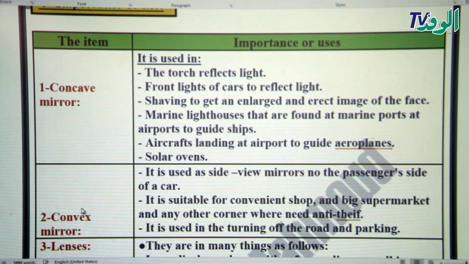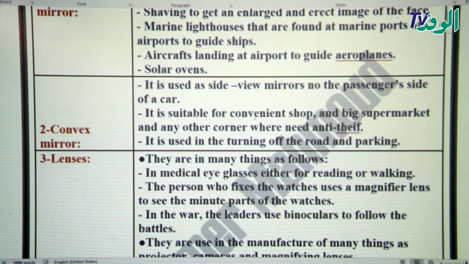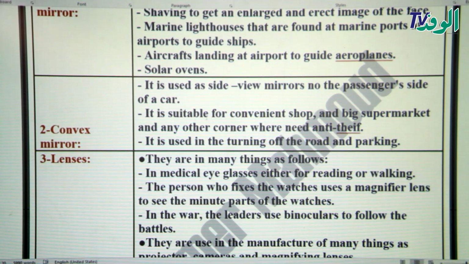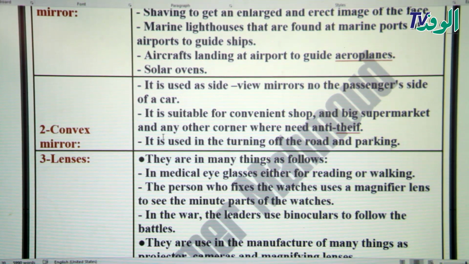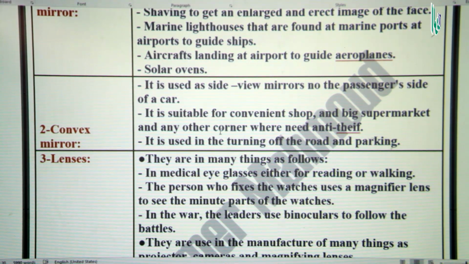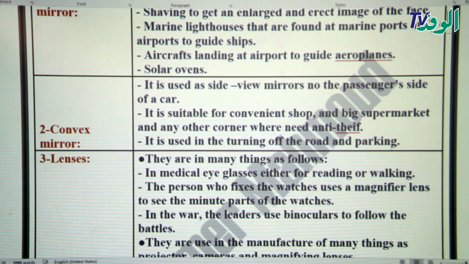Another item talks about the convex mirror. What are the uses of the convex mirror? It is used as a side view mirror on the passenger side of a car. It's also suitable for convenience shops, big stores, big supermarkets and any other corners where they need anti-theft protection. It is used also in the bends of roads and in parking.